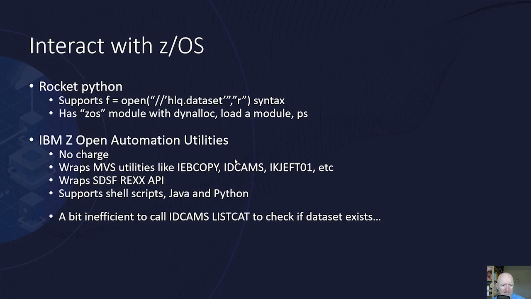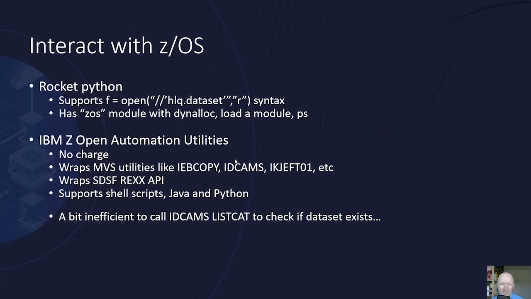IBM also has the IBM Open Enterprise Python automation utilities. They are free of charge and can be downloaded. They wrap MVS utilities like IDCAMS, IEBCOPY, etc. It also wraps the SDSF REXX API, and they supply shell scripts that call these utilities, as well as Java and Python APIs.